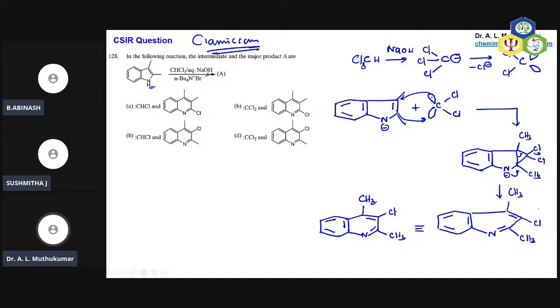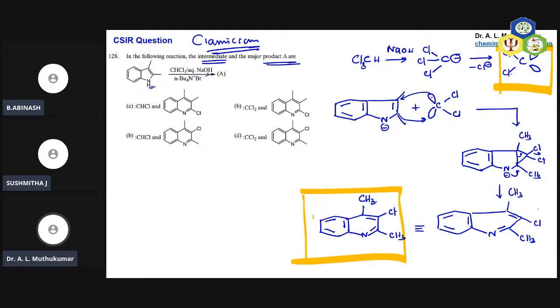So the question they asked is, what is the intermediate involved and what is the major product in this reaction? I already explained that dichlorocarbene will be the intermediate, and the major product will be this product. So can you find the right answer? Option D is the right answer to this question. Okay, fine. I think this question was also asked as a 4-mark question.